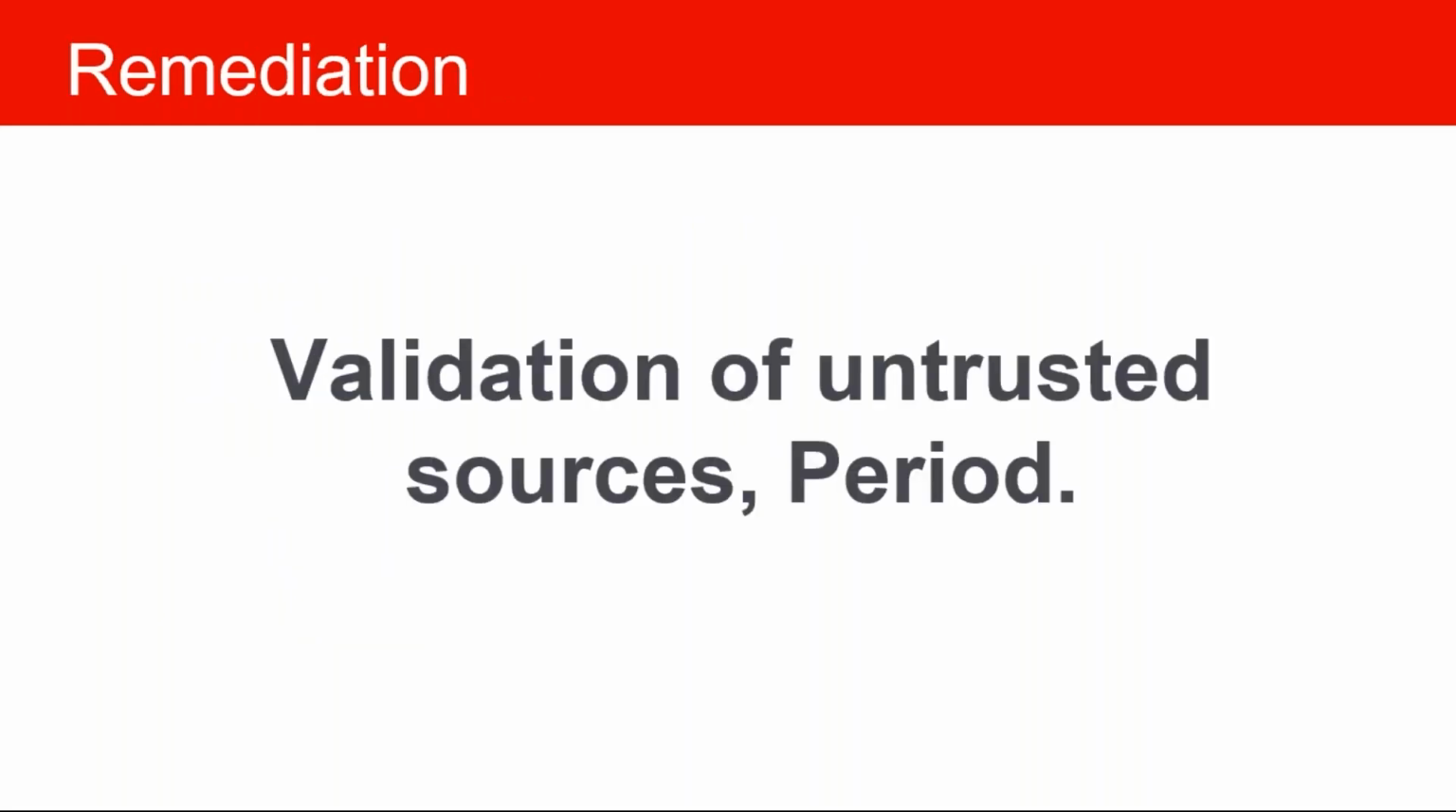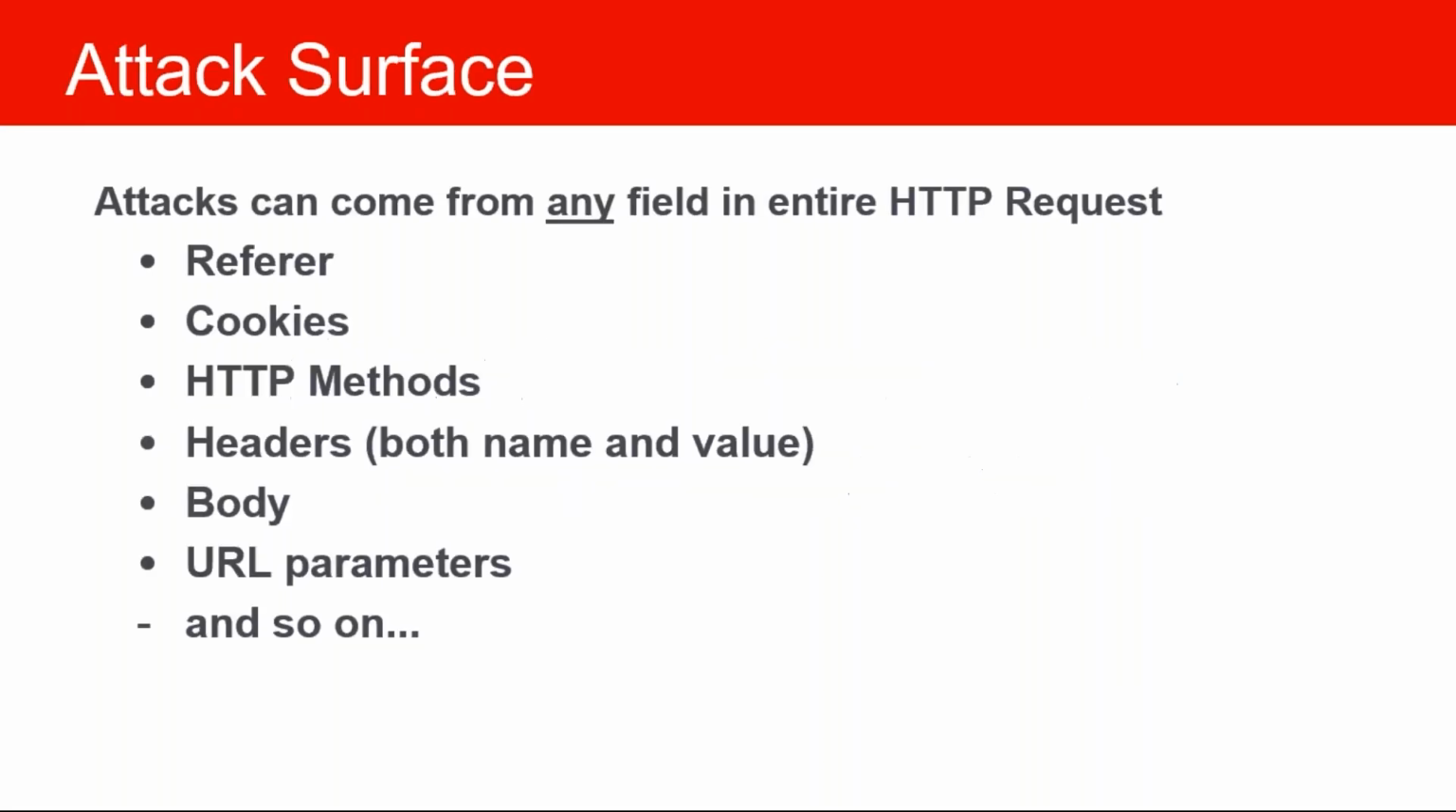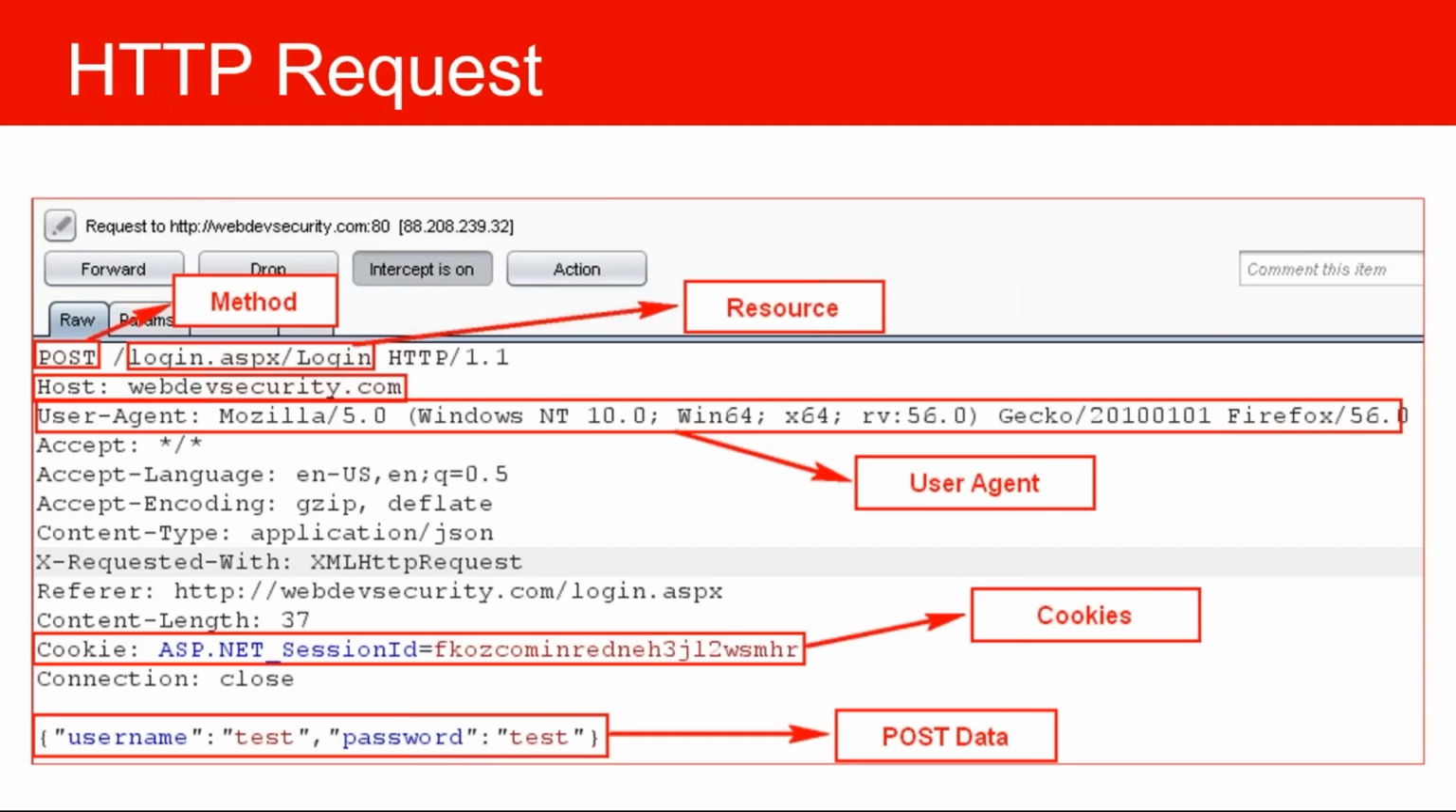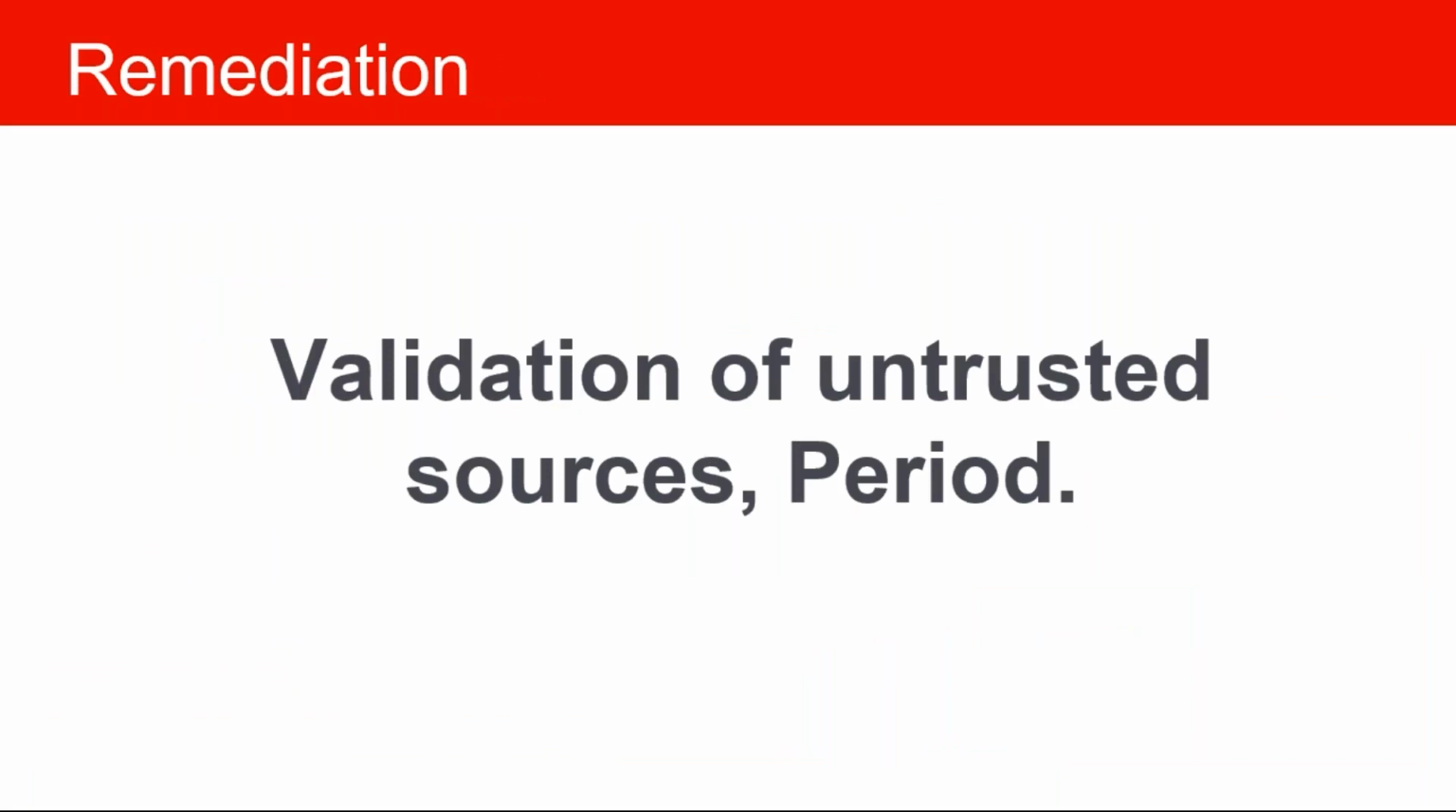And what is the remediation for that? Validation of untrusted sources. Anything in this HTTP request is untrusted, whether it is the method, the host header, the user agent string, the cookie value, etc. Anything cannot be trusted. So what is the best way to remediate this? Validation of untrusted sources. If you are accepting a username from the client, ensure that at the server side you are doing a proper whitelist based check.